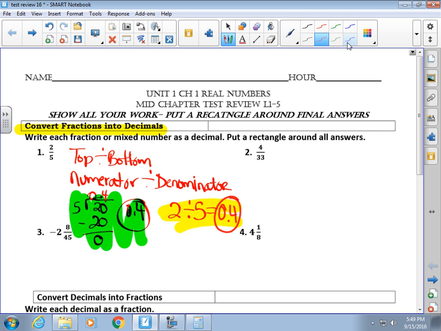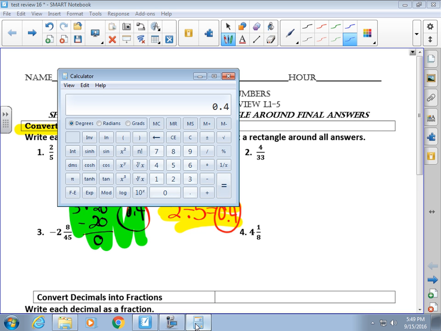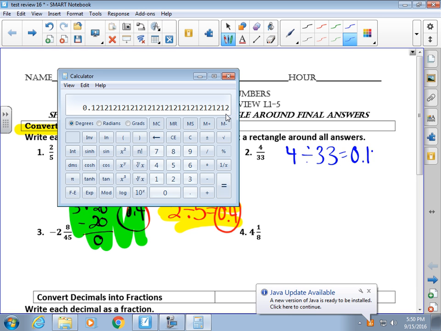Number 2. 4 over 33. You already know if I was putting that in my calculator, I will put in 4 divided by 33 and hit equal. I keep getting 0.121212121212, and it just keeps on going. Alright? I'm not supposed to write all these numbers. Mathematicians have a way to write this answer. So, 4 divided by 33 equals 0.12. And the number I keep seeing is 1, 2. That's the pattern. So I put a line over it.